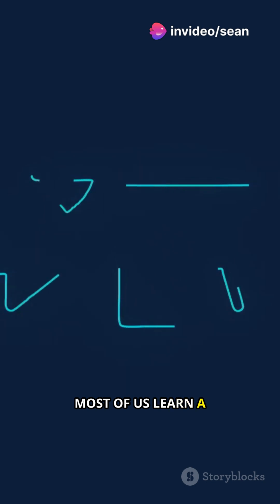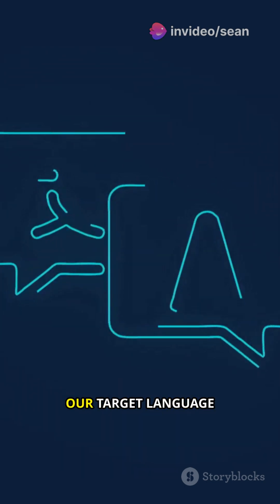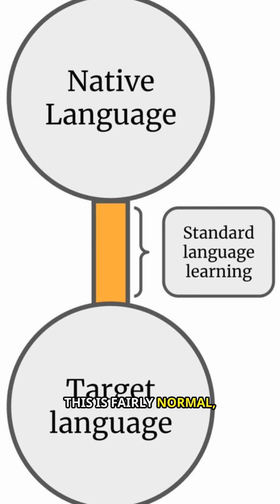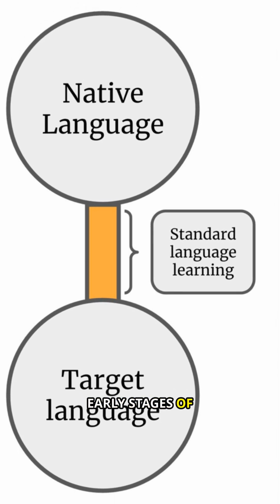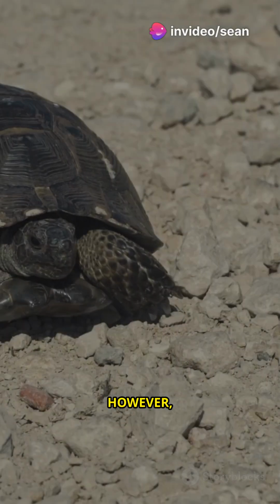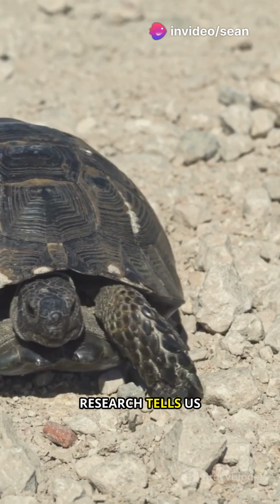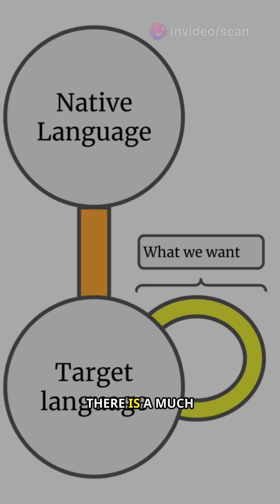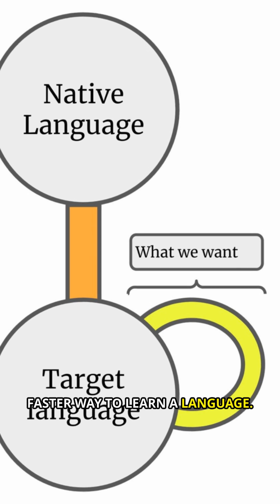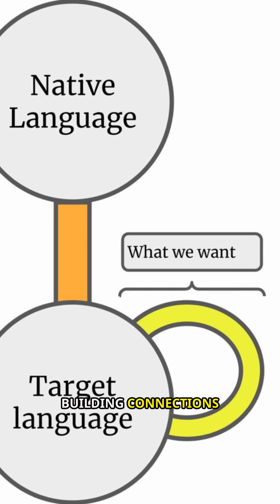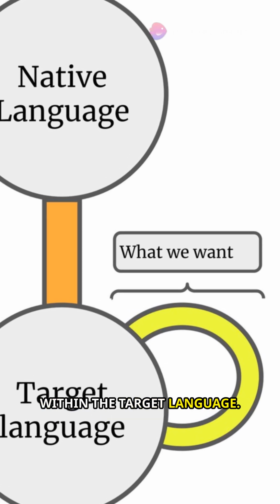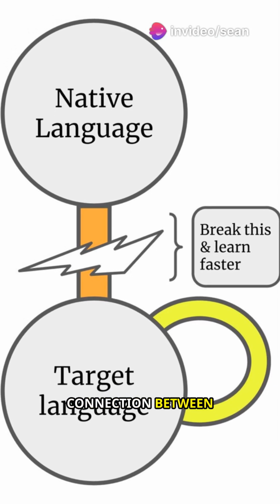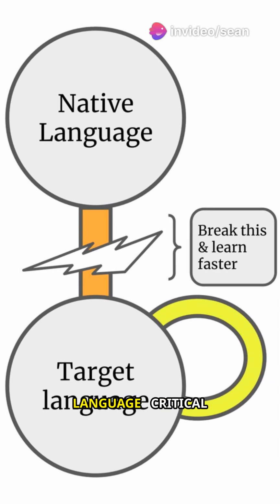Most of us learn a language by translating between our target language and our primary language. This is fairly normal and necessary at early stages of second language learning. However, as we get better, research tells us that translation is actually quite slow. There's a much faster way to learn a language. You need to start building connections within the target language. To do this, you'll need to start breaking the connection between our target language and our primary language.